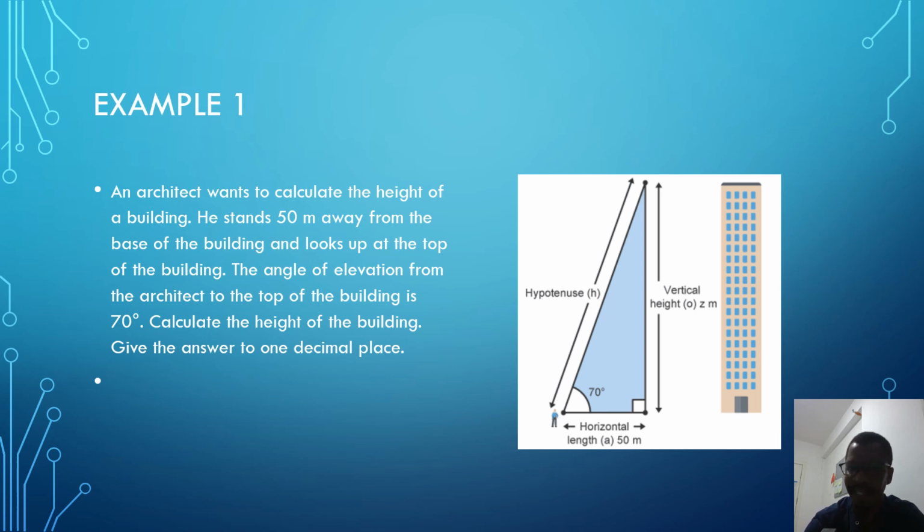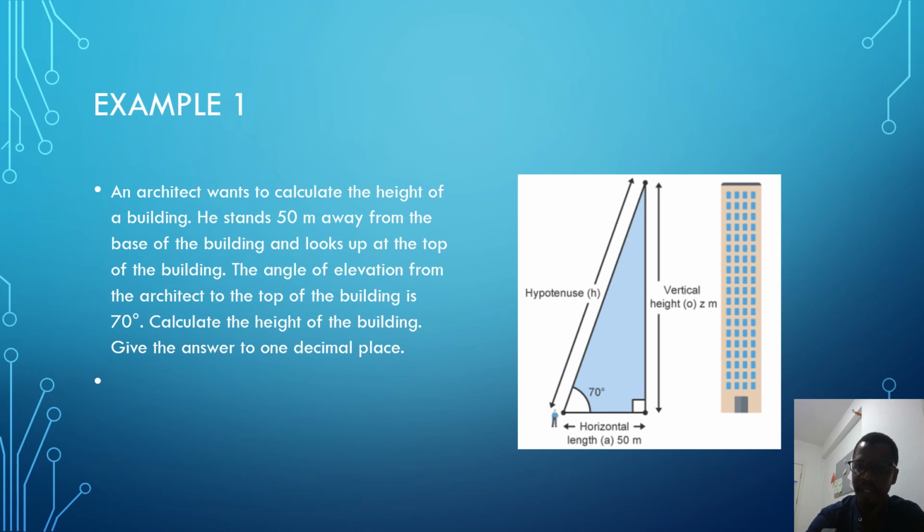This one could be a tree, could be anything else. You don't know its height, but you can use trigonometry to find it using the knowledge of the angle of elevation and angle of depression. In this example, an architect wants to calculate the height of a building. He stands 50 meters away from the building.